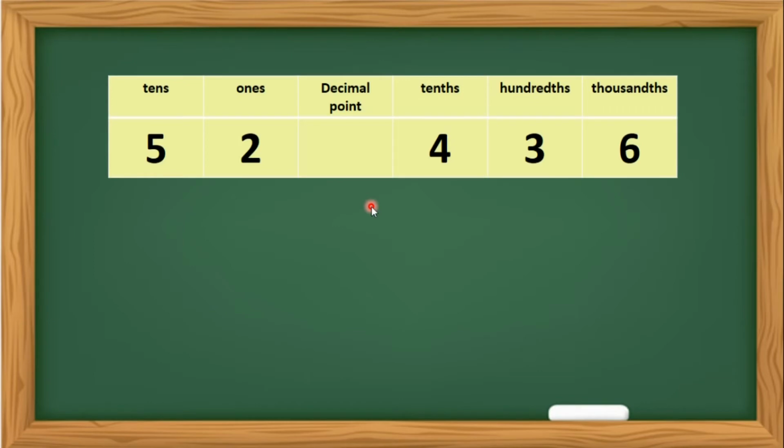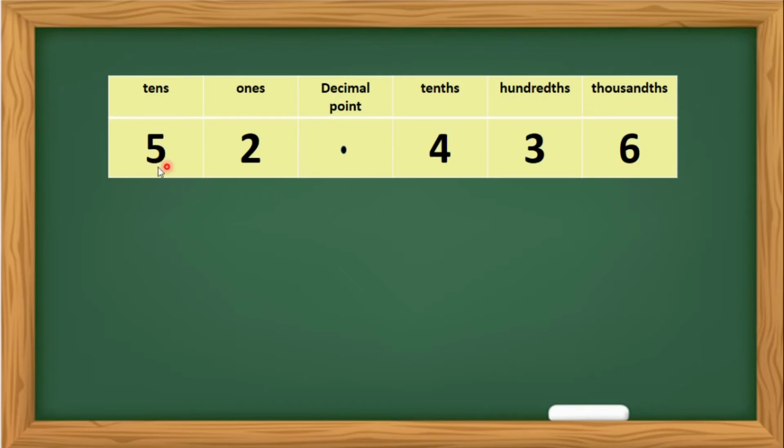Now, do you remember this illustration? This is a number chart. As you can see, there are tens, ones, decimal point, tenths, hundredths, and thousandths. Take note: the place value at the left side of the decimal point starts with ones, followed by tens, and so on. The right side of the decimal point starts with tenths. Take note there is "ths" because this is a fractional part. After tenths, we have hundredths and then thousandths, and so on.